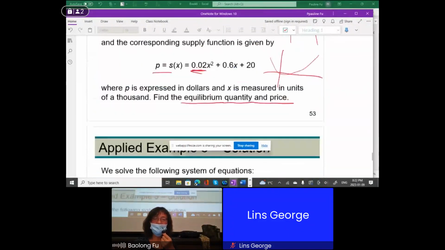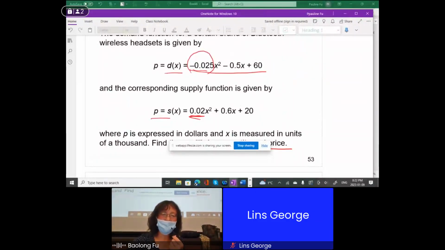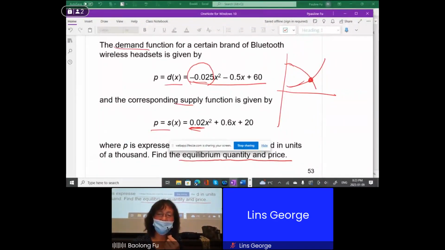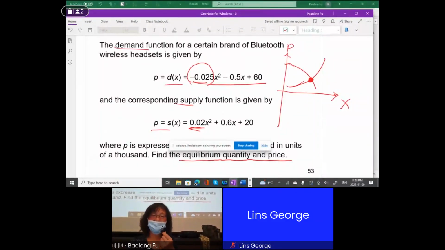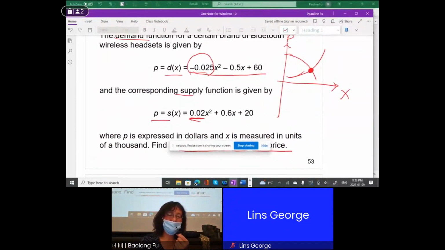Okay. So to solve this question, we first sketch the demand and supply functions. The demand is a curve going downward. This is demand. Supply is going up. So we are asked to find this point. This is X, and this is price P. So what is this point? That is the question. Okay? And we know that at equilibrium demand equals supply, so we set these two equations equal.